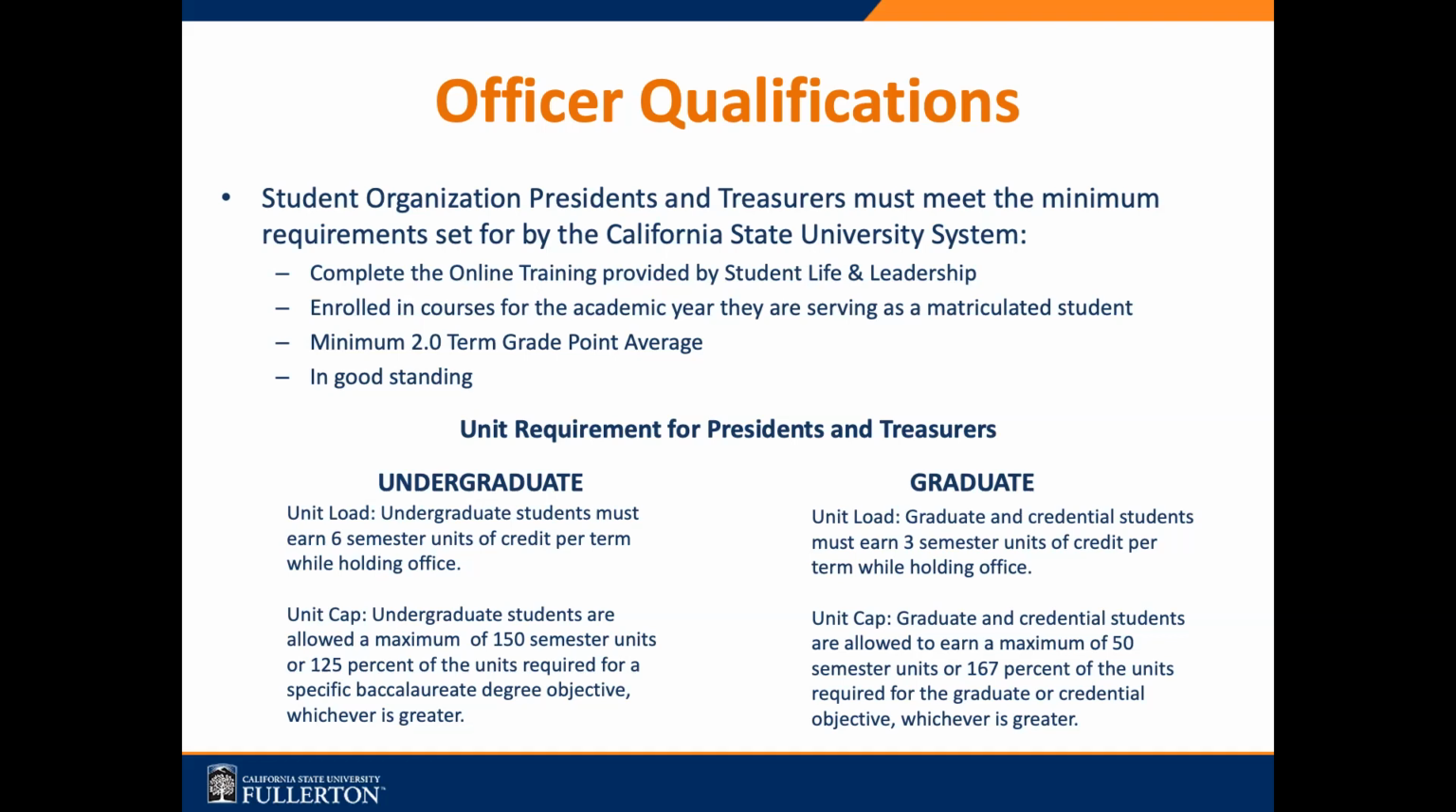There's also a unit load for our undergraduate and graduate students. Our undergraduate students are required to be enrolled in at least 6 units for the semester. Also, undergraduate students should not surpass a maximum of 150 semester units. For our graduate students, it is a little less. Graduate students are able to be enrolled in a 3 unit class for the semester, and they should not exceed the unit cap of 50 semester units.